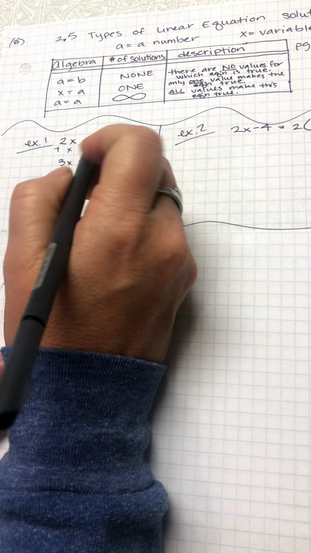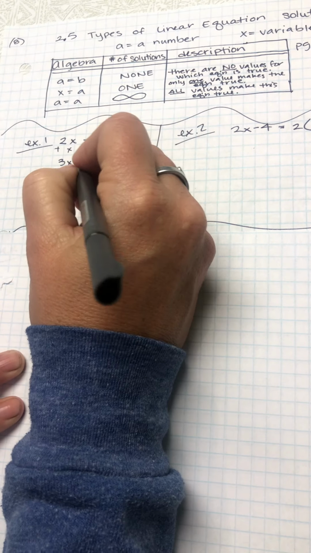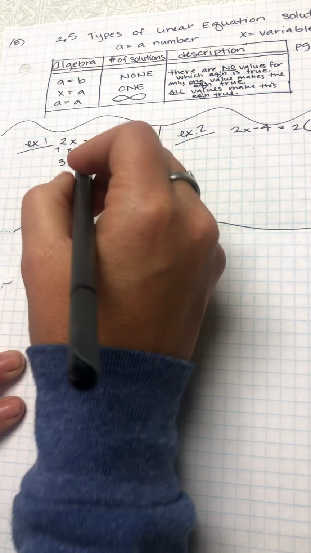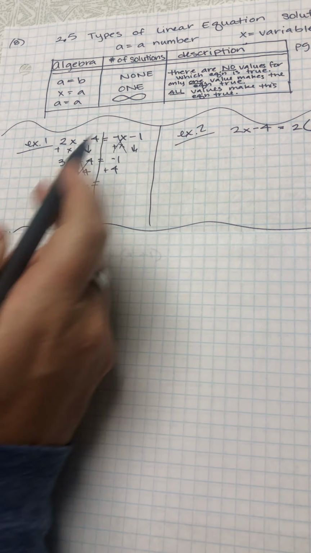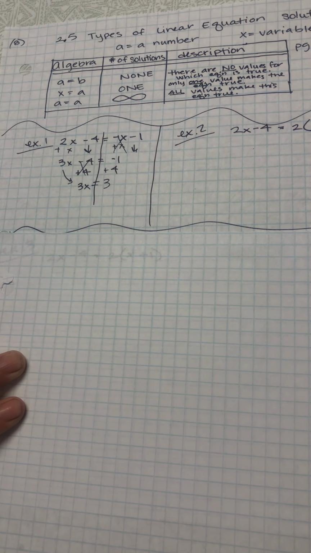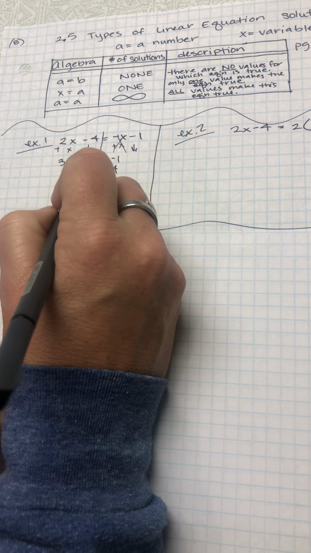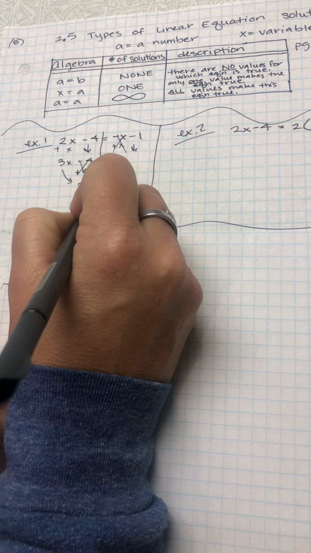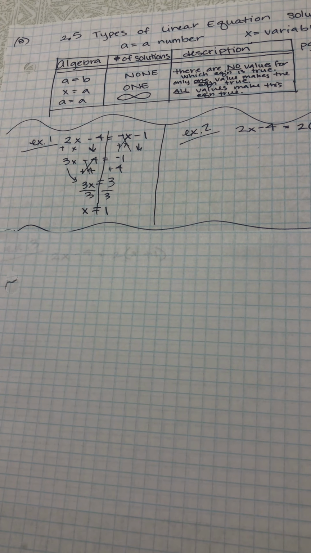So now I'm going to move my number over. So I'm going to add 4 because I see minus 4. Negative 4 plus 4 is 0. If I add 4 to the right side, using the twin rule, I end up with 3x on the left is equal to 3 on the right. So then I divide by 3 to get the variable alone, and I get x is equal to 1. Okay? X is equal to 1.